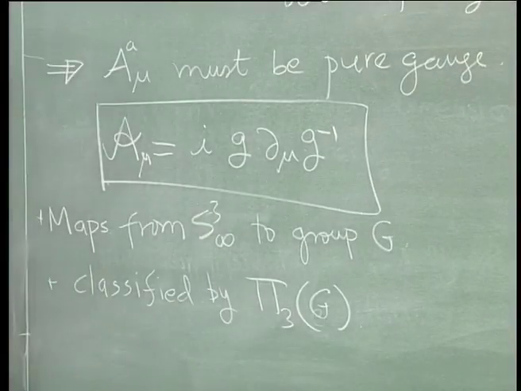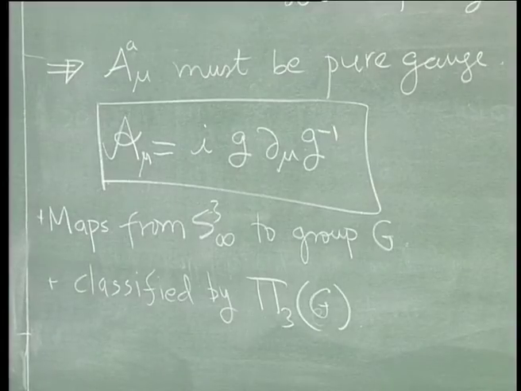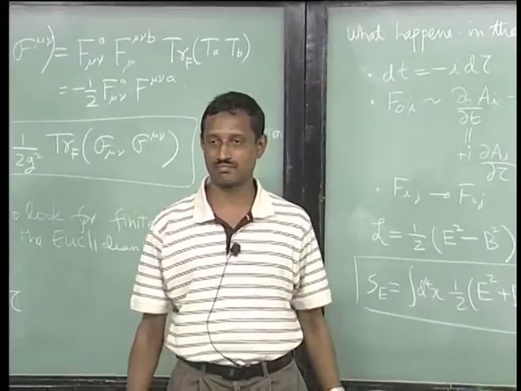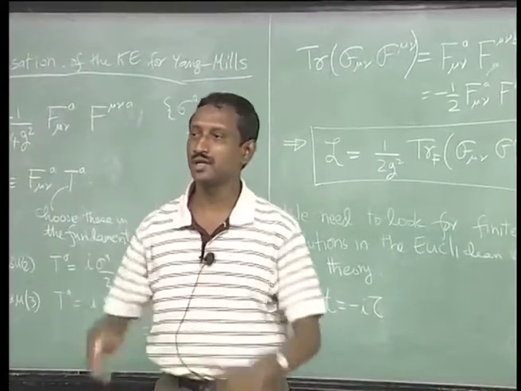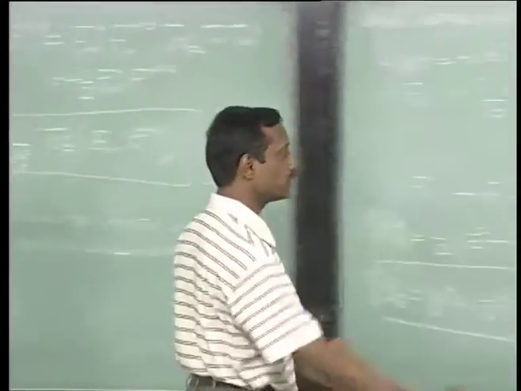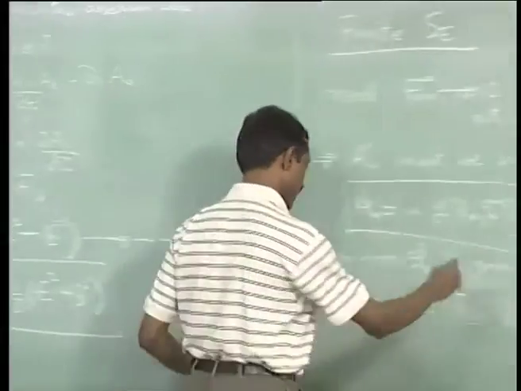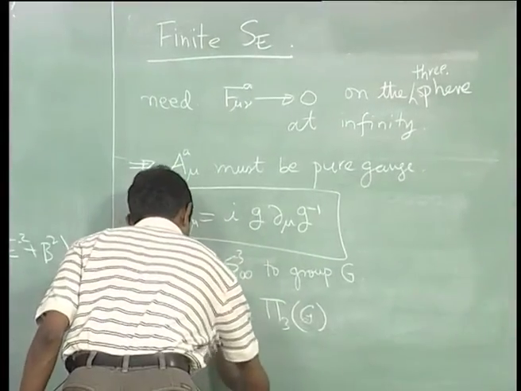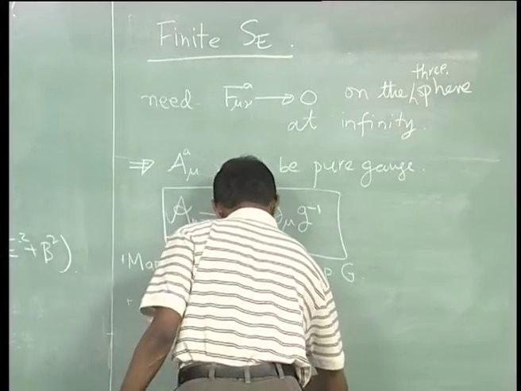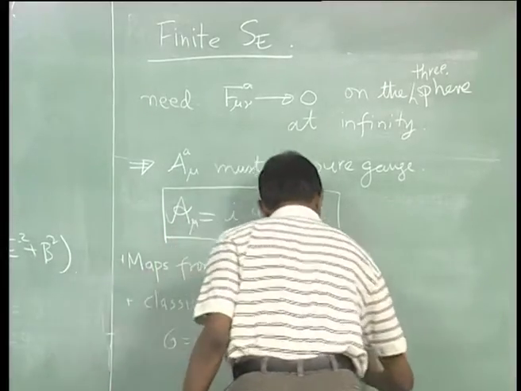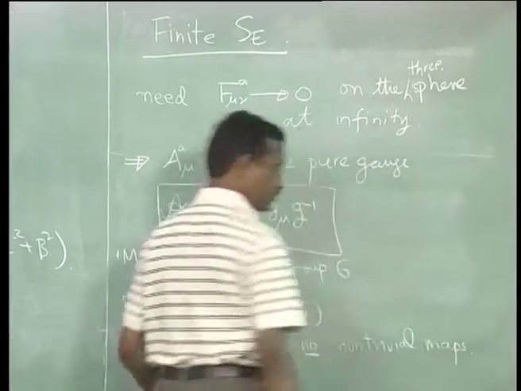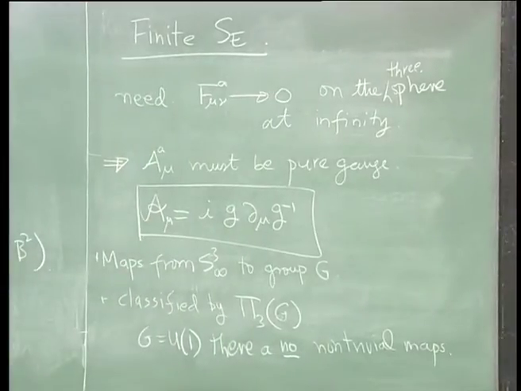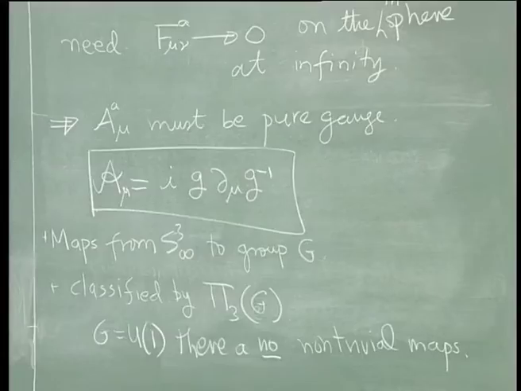The first example is to take the abelian case, which is U(1). You can show that there are no non-trivial maps which go from S3 to this. Everything can be smoothly deformed, without any discontinuity, to the trivial one. So for G equal to U(1), there are no non-trivial maps. In other words, you cannot come up with a finite action configuration in some sense.